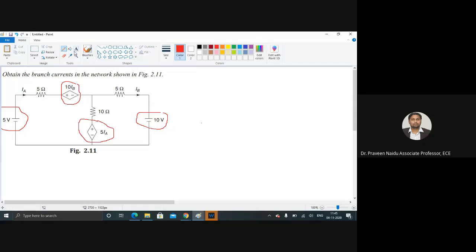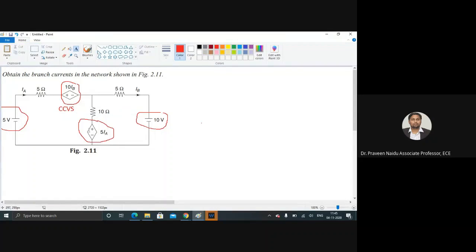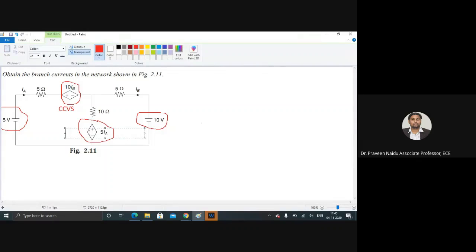So it is a source of what? Plus minus means voltage source. That voltage source is controlled by what? 10 into IB. So this particular source is called current controlled voltage source, CCVS. And similarly, this one also is the same thing. It's a voltage source controlled by the current. So again, this one is a current controlled voltage source, CCVS.